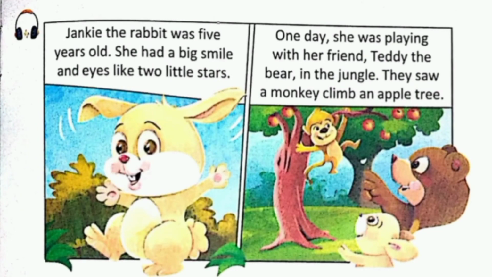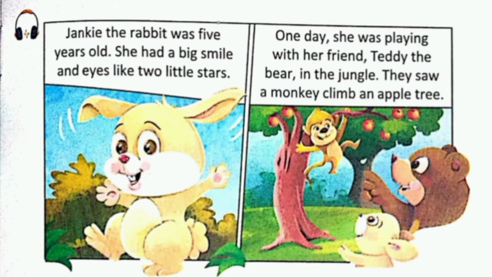Janki the rabbit was 5 years old. She had a big smile and eyes like 2 little stars. So kids, how old was Janki? She was 5 years old, and she had a big smile and her eyes were like two little stars, which means that she had very sparkling eyes. She was always very excited and happy, and with that excitement and happiness, her eyes were always sparkling. So her eyes looked like two little stars.